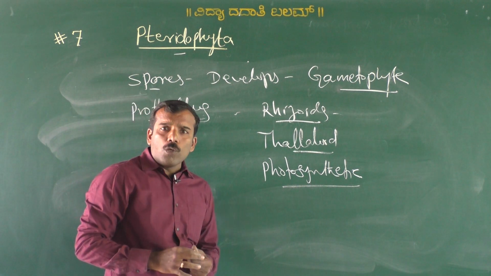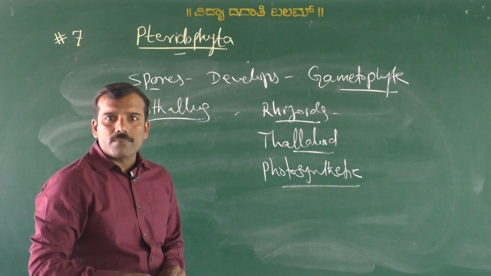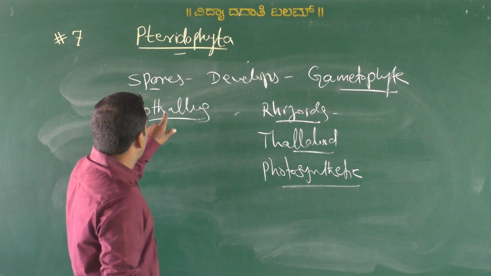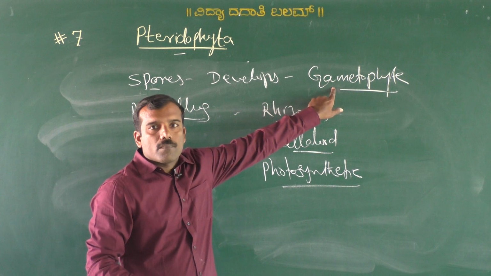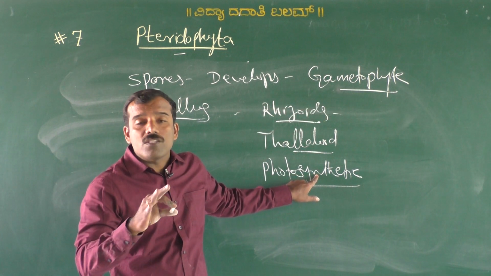The sporophyte produces spores in the sporangium. Spores are released. The spores develop into a new plant body, that is gametophyte. Gametophyte is photosynthetic. That means they are independent. They do not depend on sporophyte.